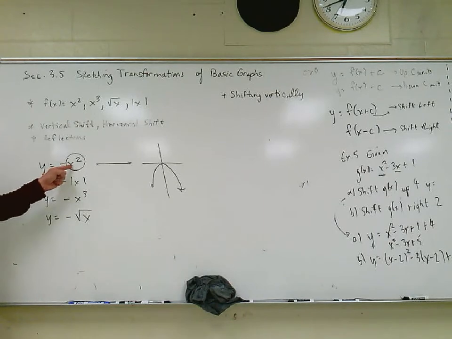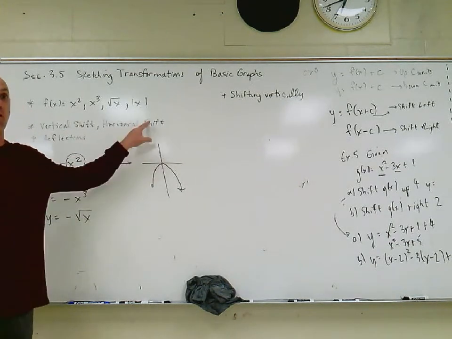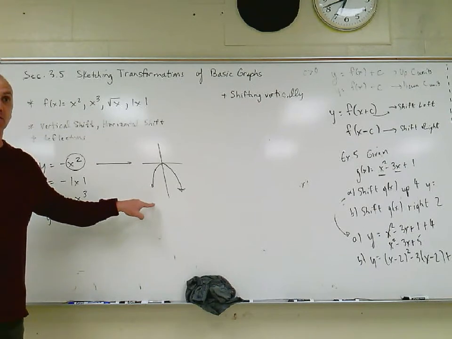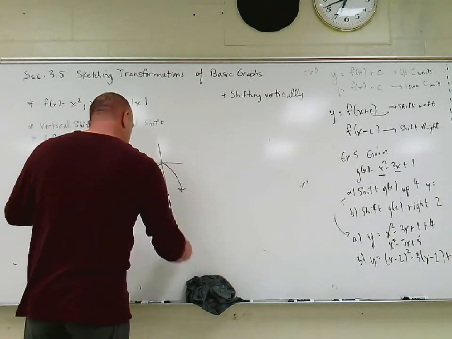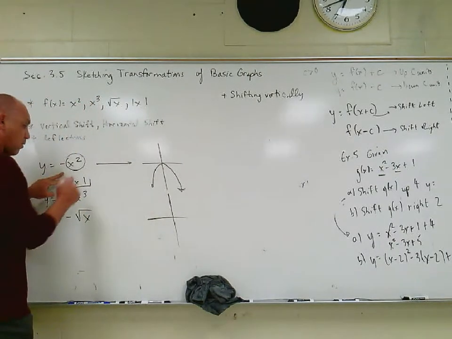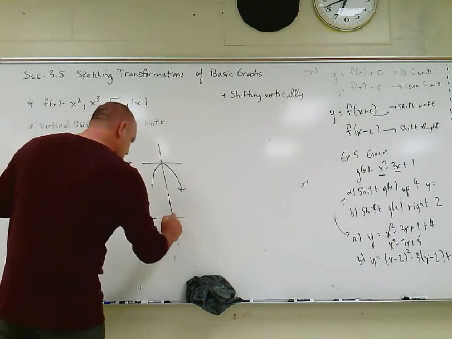You pick an x, you square them, that's how you get your y's. So what's it going to do to all the y's if I put a negative in front? Well, it's going to make them opposite. So if they were all positive, now they're all negative. See, there's that. Here, absolute value of x, same thing. This is what gives you your y's. If you put a negative in front, they're all negative now.